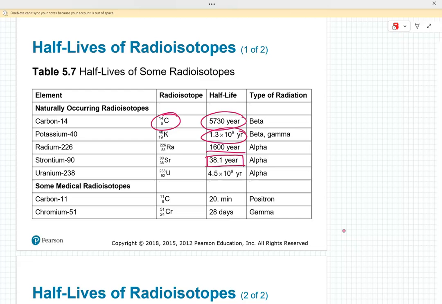Bones. So if strontium contaminates food and it's taken in, your biological systems will process it like they process calcium. And they will deposit strontium-90 in your bones. The half-life is 38 years, pretty long, and the emission is alpha. So what can you say about an alpha source being inside of the body? It's bad.